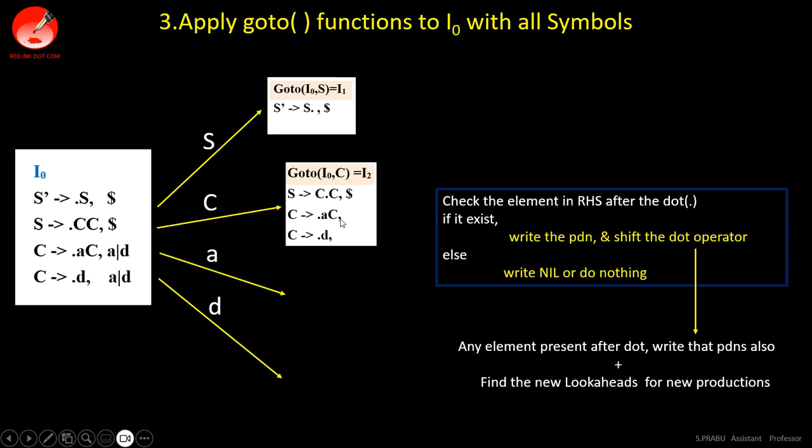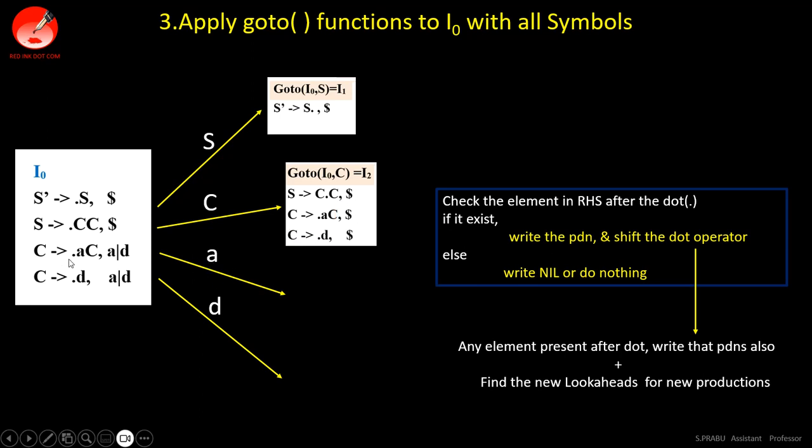But these two productions have different look ahead, so you have to find the look ahead again. This production can be formed from this capital C, so the follow of capital C is dollar symbol. So I write the dollar symbol here. This production also can be formed from this capital C. The follow element is dollar, so I write dollar symbol here.